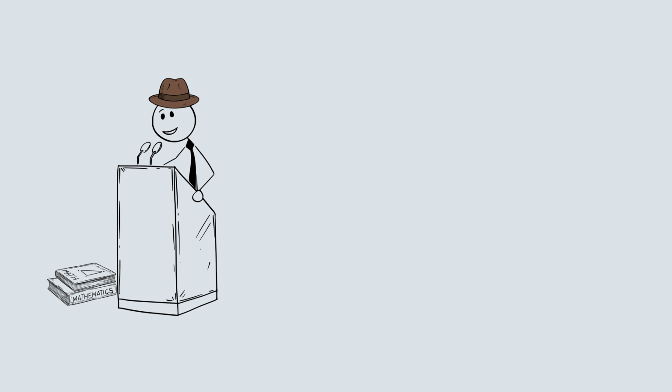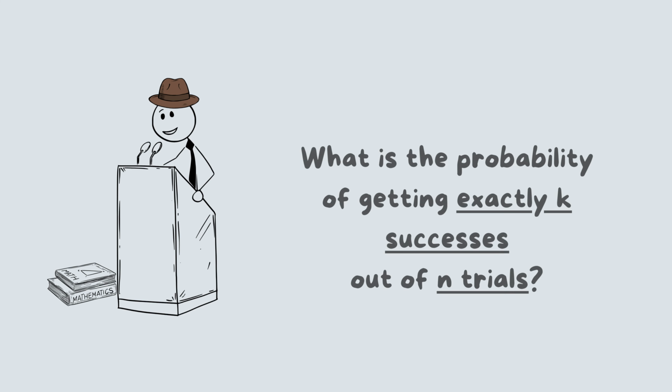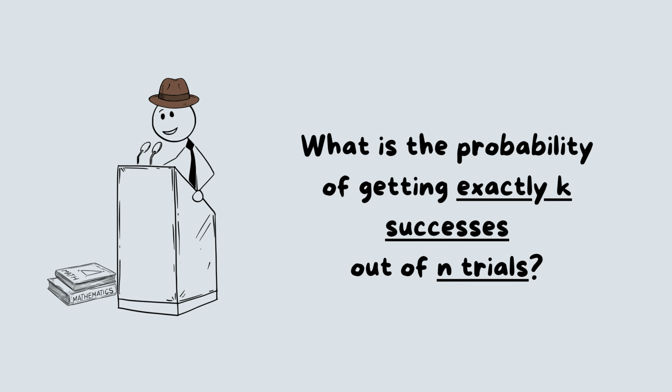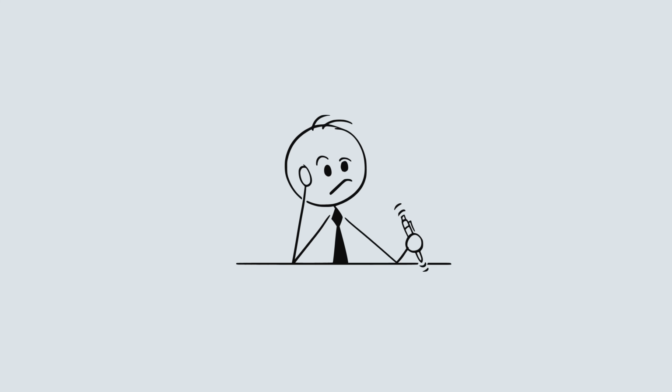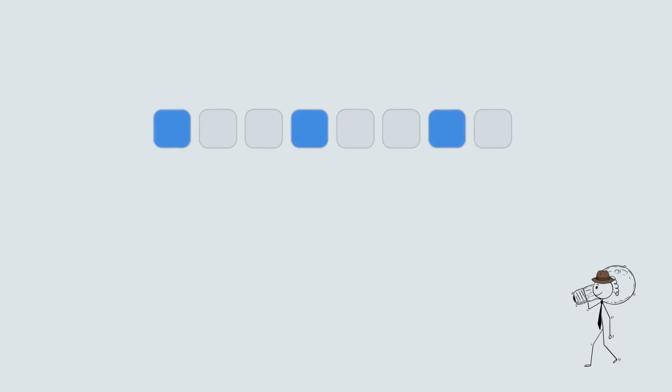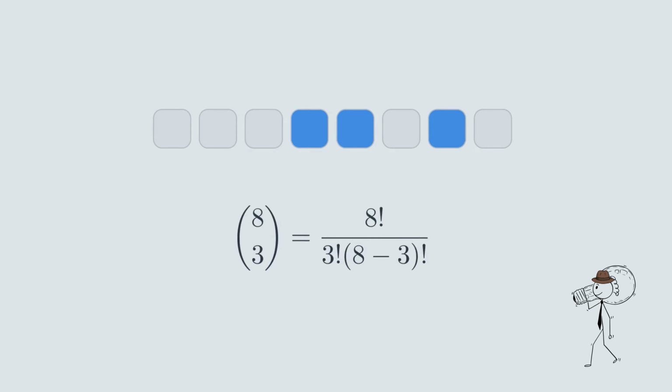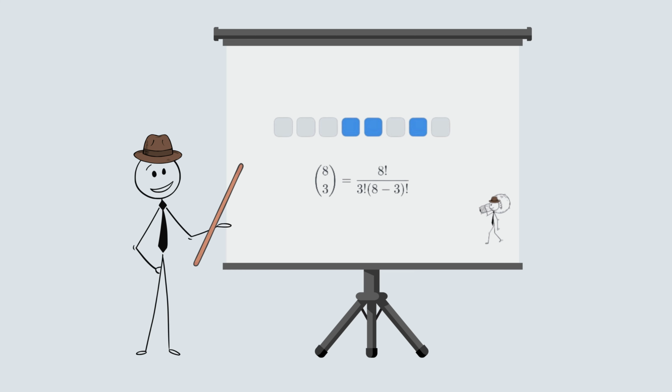Now let us answer the main probability question. What is the probability of getting exactly k successes out of n trials? Think of it in two parts. First, pick which k trials are the successes. There are many possible choices. The number of choices is n choose k. This number is called the binomial coefficient. It counts how many different patterns lead to exactly k successes.